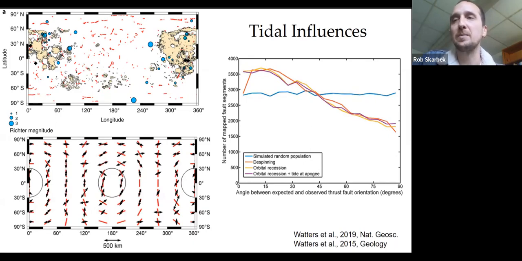The right plot is showing the same thing. The x-axis is the angle between the expected and observed faults, and the blue line is for a simulated population of random faults. The other lines are stress models that include the tidal influences. All the tidal models do a better job at explaining the fault orientations than the random population. The main point is that the global orientations of the fault scarps are best explained by including tidal stresses. And so if the shallow moonquakes are occurring there, then the tidal stresses are an important component for causing those events.